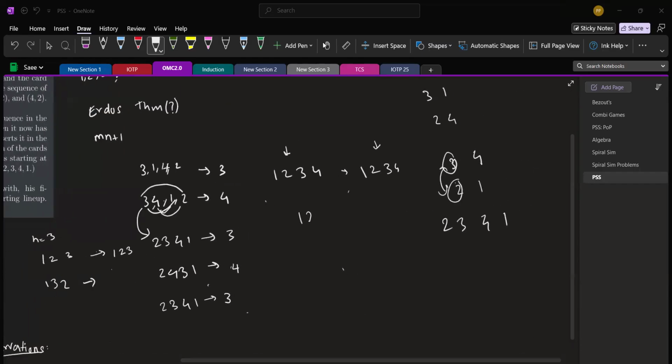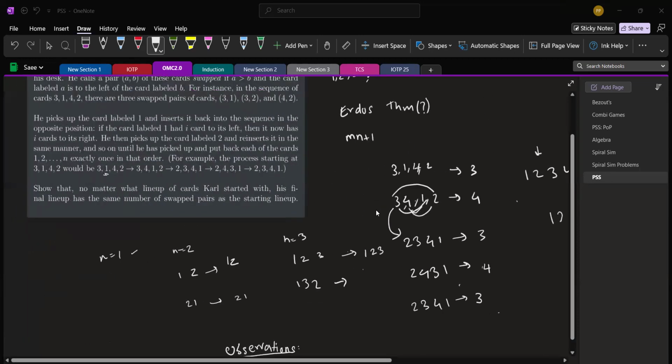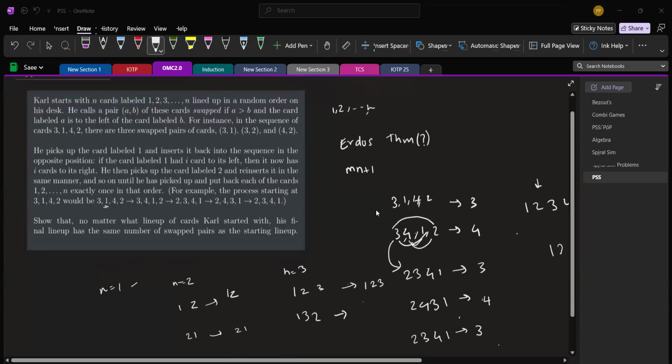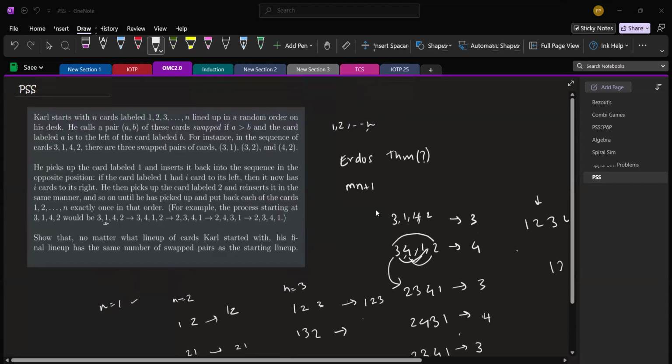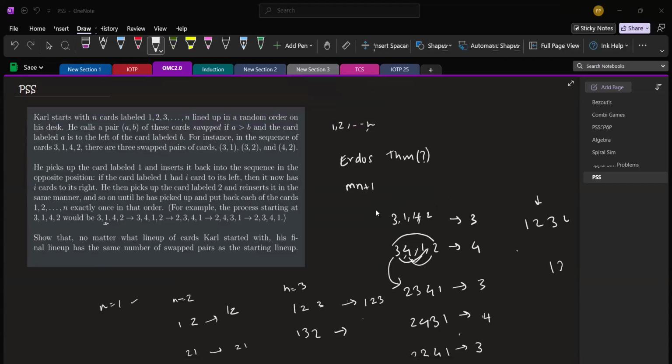I'm still not quite understanding what that last line means, where you have the same number of swapped pairs as the starting lineup. Since every element is assigned another one which is opposite to it, kind of like if you reflect it from the middle. So how can you have a different number of swapped pairs to begin with? I mean, it's not obvious why you would have the same number of swapped pairs, right? When you remove something and put it somewhere else, the number of swapped pairs is changing in an unpredictable manner.